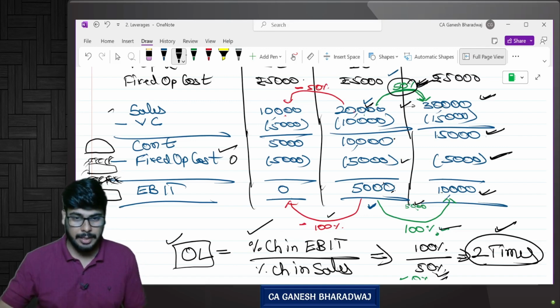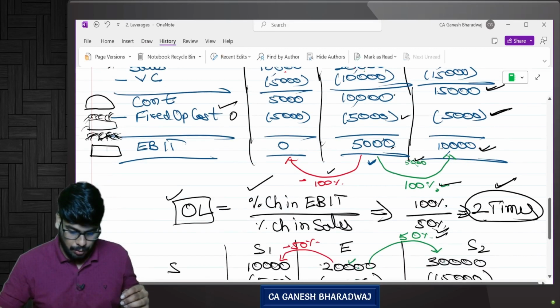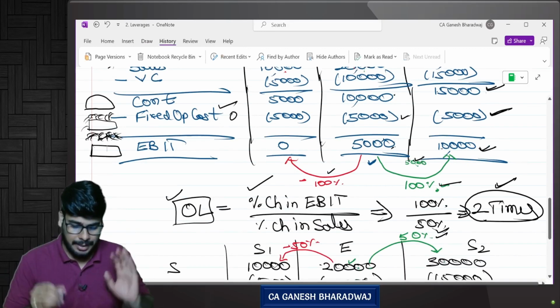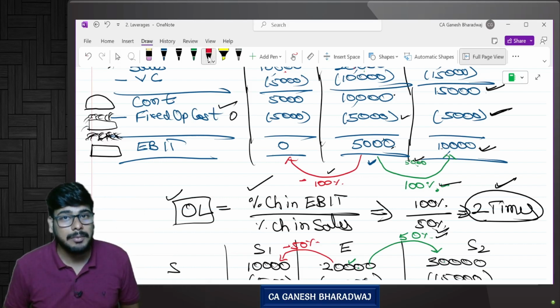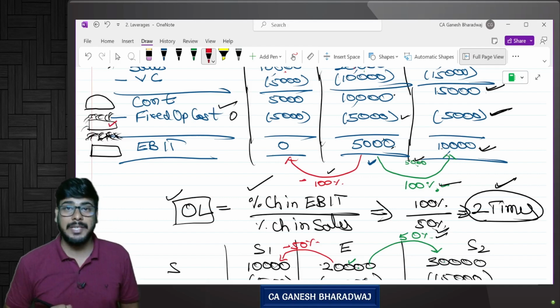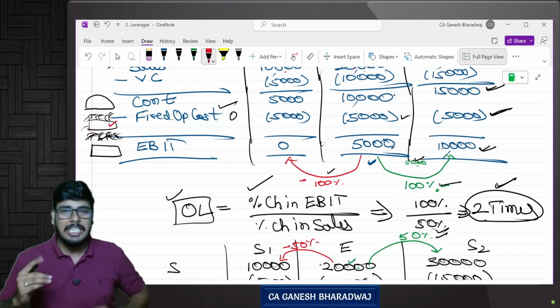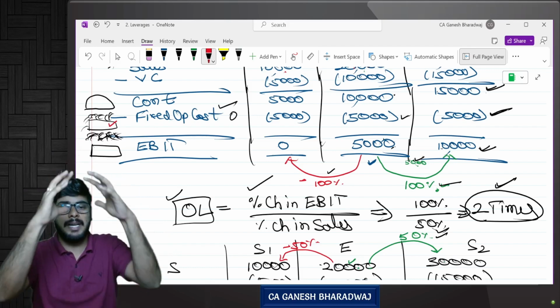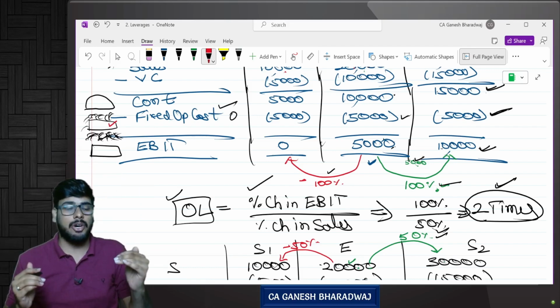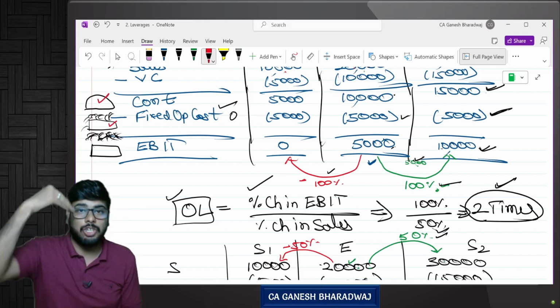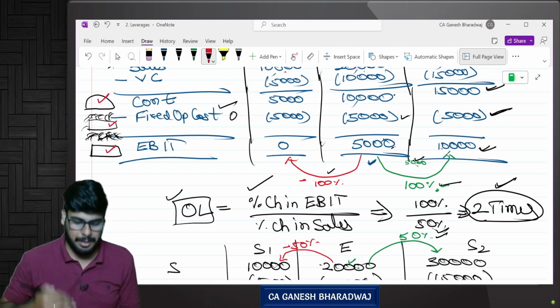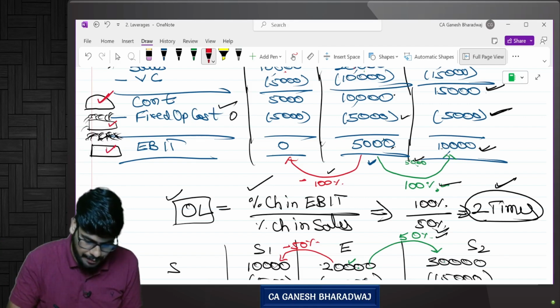Now look at this. Why does leverage happen? I told you, because of the presence of fixed cost. Operating leverage happens because of the presence of fixed operating cost. So imagine this burger. Your operating leverage is nothing but the top bun divided by the lower bun. That is what your contribution divided by EBIT is.